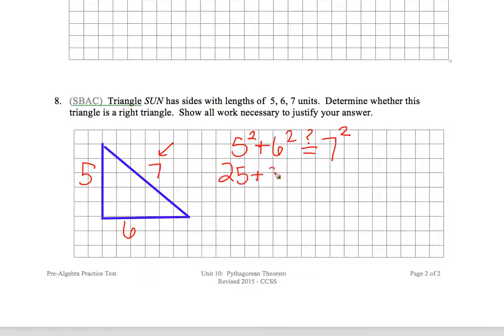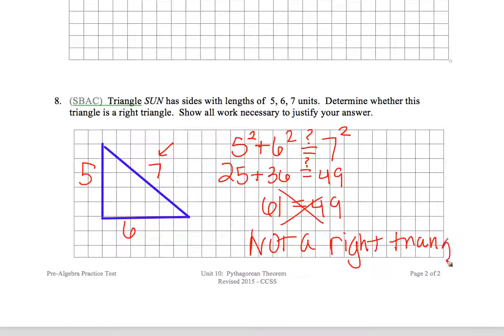So 25 plus 36 might equal 49. 25 plus 36 is 61. Now in your work, I'm expecting to see a slash through that, those are not equal. So I need you to identify that they are not equal. The other thing you have to do is say not a right triangle. If this is all you do, you are not getting the points. Algebraically, you see that 61 does not equal 49.